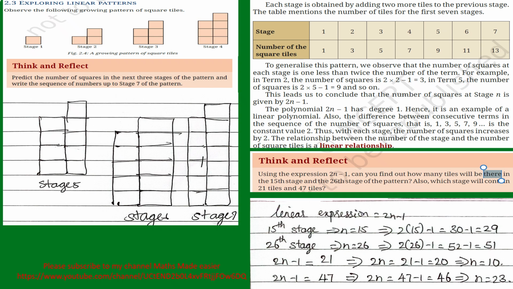Also, which stage will come for 21 tiles and 47 tiles? This is a little bit of a twisted question. The value is already given, that is, the second row of the tabular column is already given. You are asked to find out the value of n. So, just a simple algebraic equation and then you find the value of n. So if it is 21 tiles, n is 10. If it is 47, n is equal to 23.